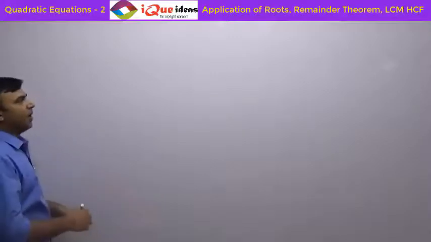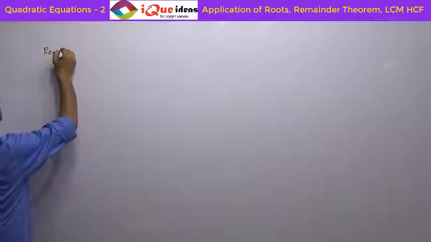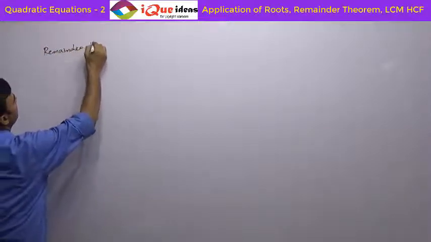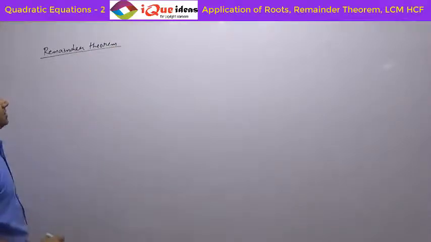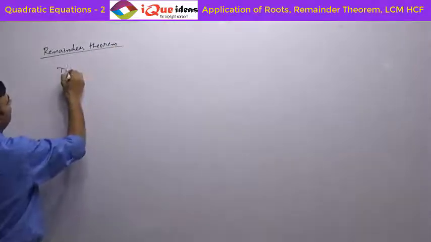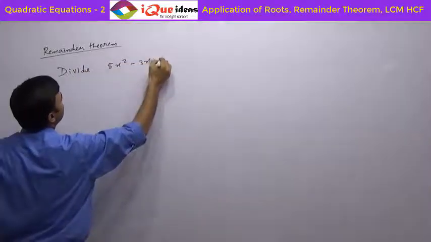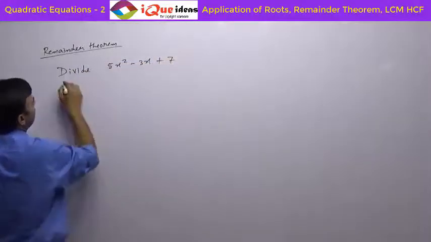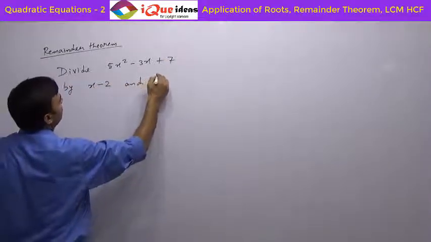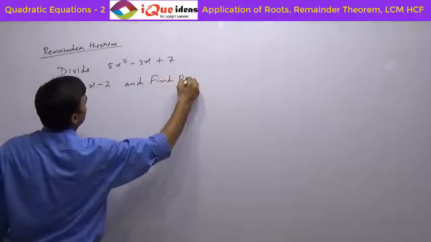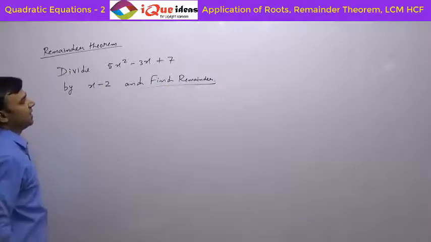Now we come to a very important part, that is remainder theorem and factor theorem. So first we will take remainder theorem. Right? Let's take up an example and try to understand from here. Divide 5x square minus 3x plus 7 by x minus 2 and find remainder. Right? So we have to divide something by something and we have to find remainder.